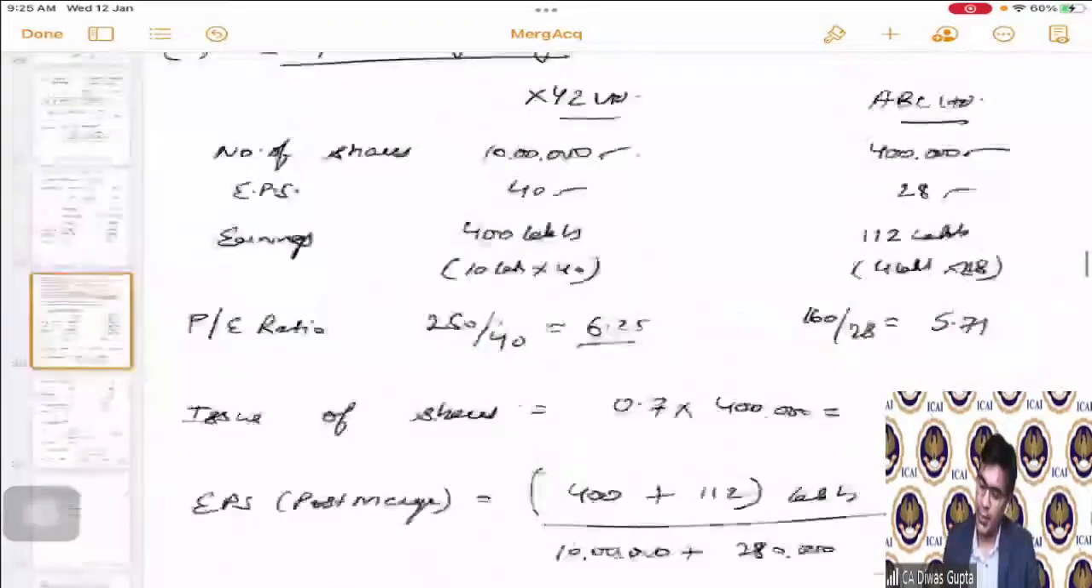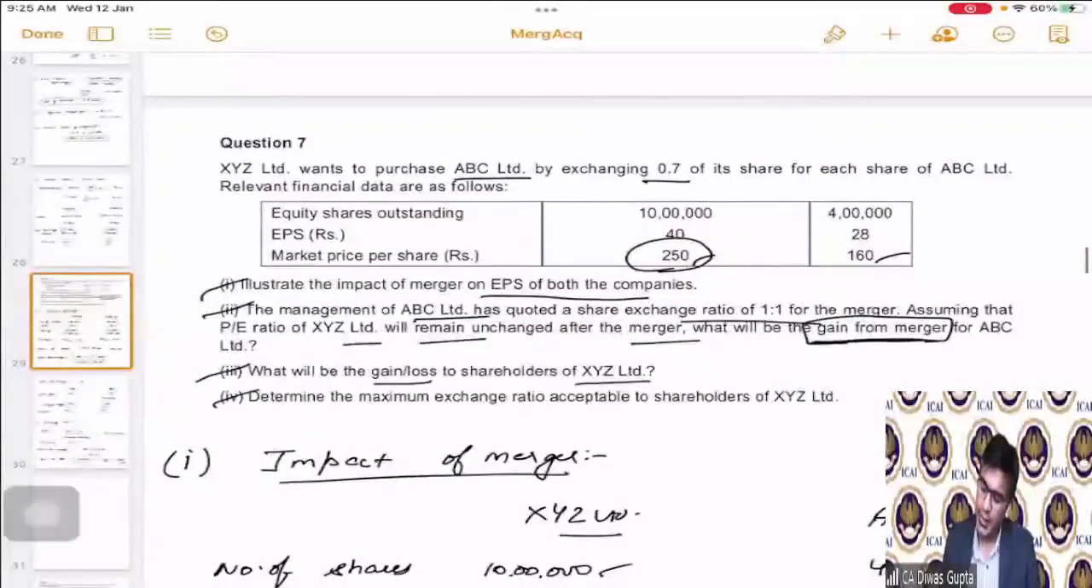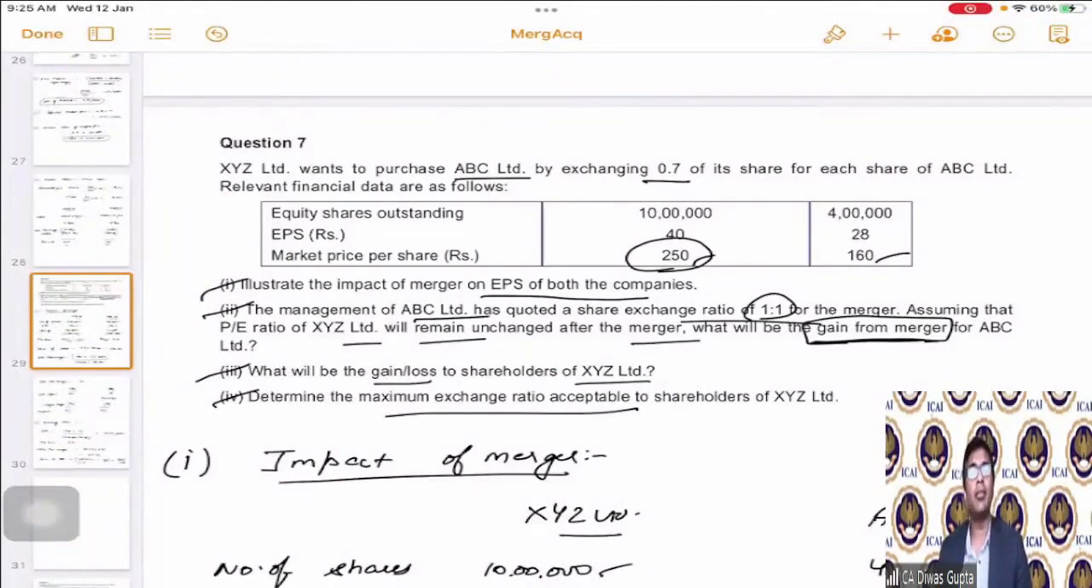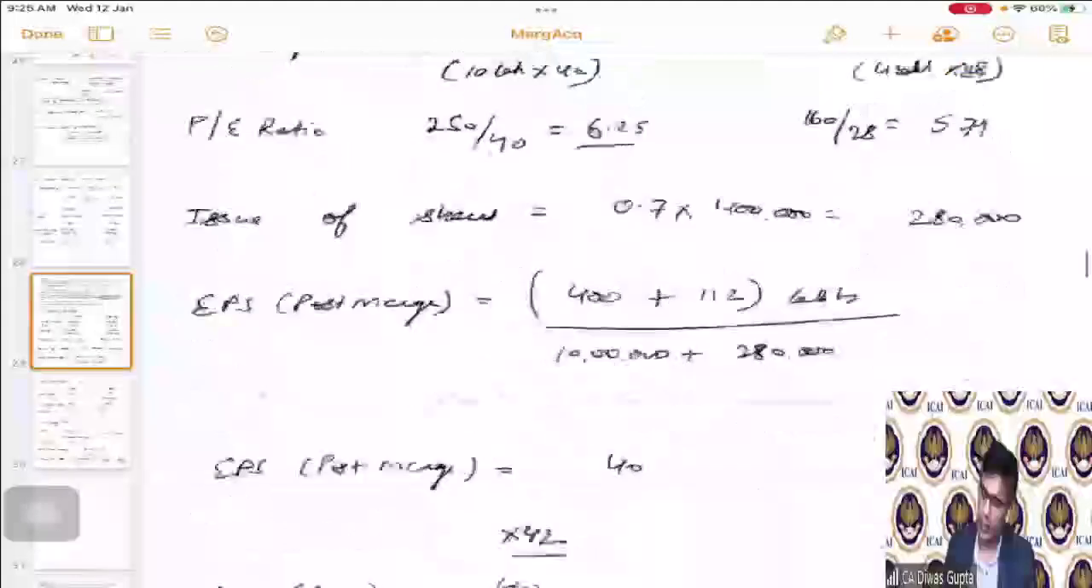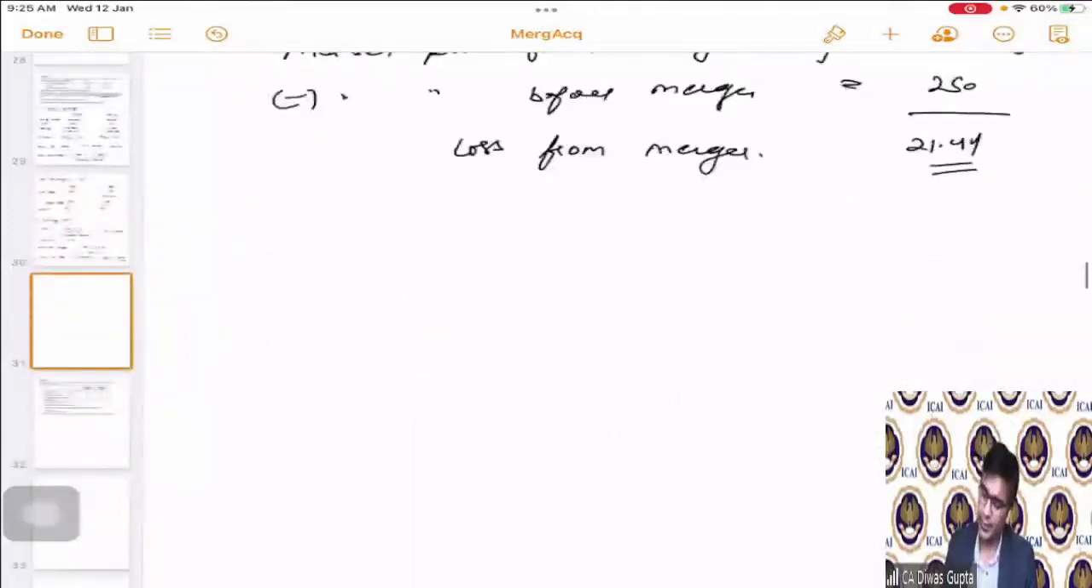Okay. Now, the last part says determine the maximum exchange ratio acceptable to the shareholders of XYZ. Now, simply going by this logic of 1:1, there is a loss to shareholders of XYZ Limited. Correct? As now we have seen. So the question is asking now, as per XYZ Limited, what should be the maximum ratio that they are willing to quote? Correct? Okay, now let us try to see that.